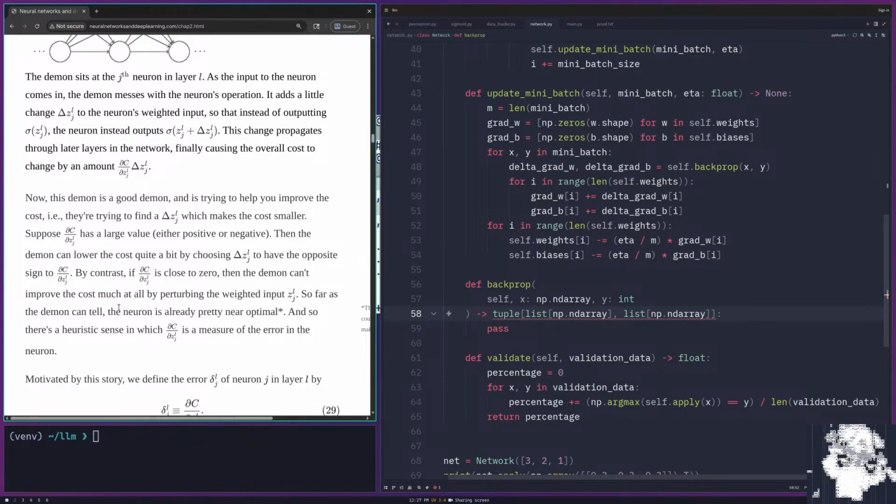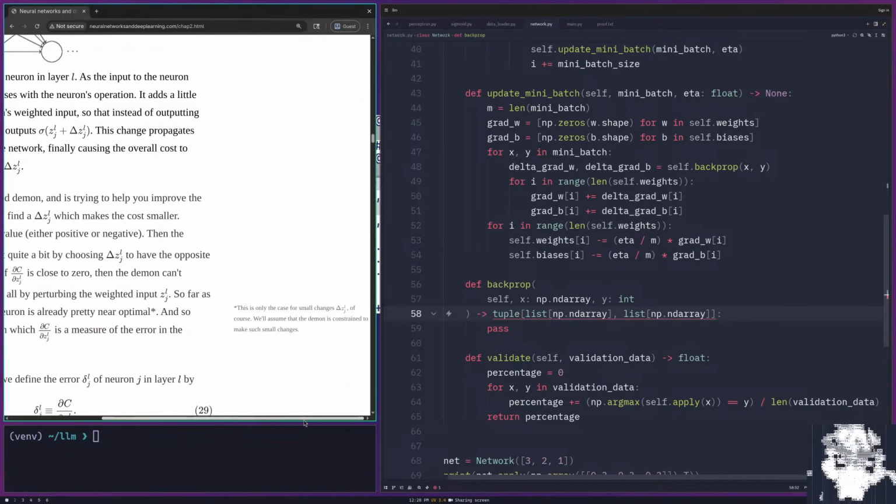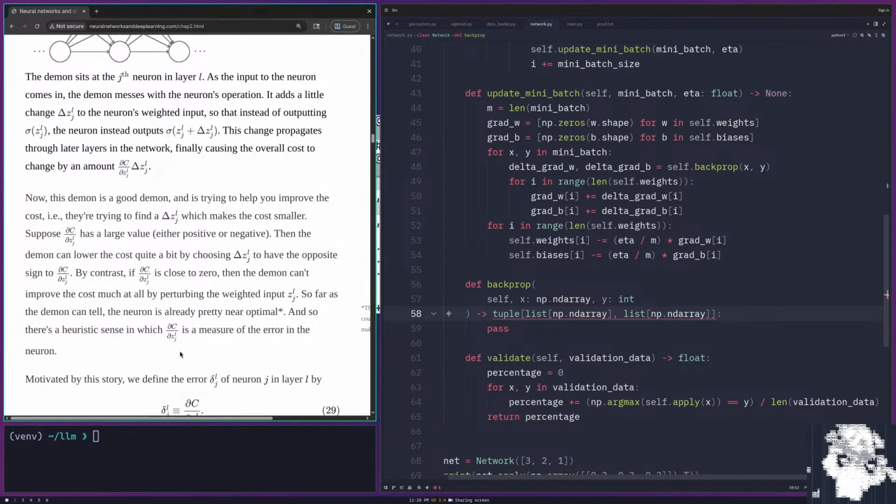So far as the daemon can tell, the neuron is already pretty near optimal, and so there's a heuristic sense in which the derivative of C with respect to z^l_j is a measure of the error in the neuron. As a footnote, this is only the case for small changes delta z^l_j, of course. We'll assume that the daemon is constrained to make such small changes.